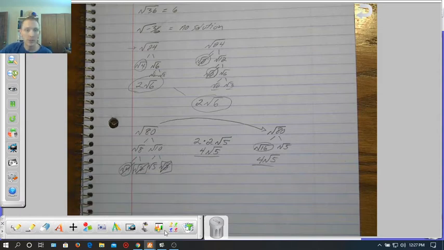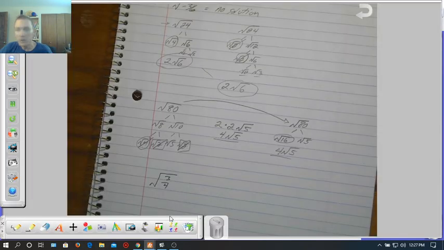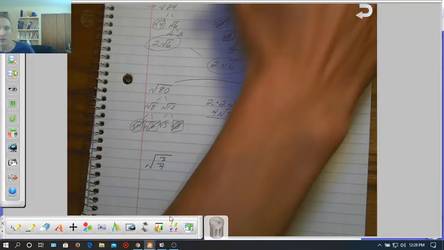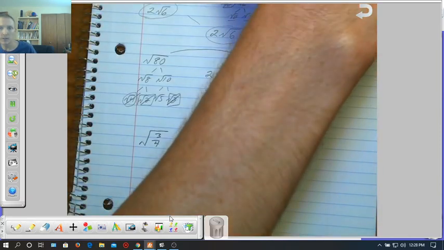Now, let's go ahead and take a look at the second step that could happen. No fractions in a radical. Well, if I go into the idea of no fractions in a radical, let's take a look at an example of what that would be. So if I come back over here, and let's zoom in a little bit here.